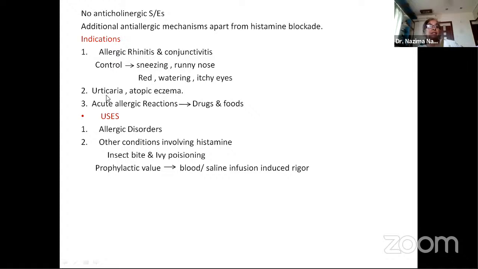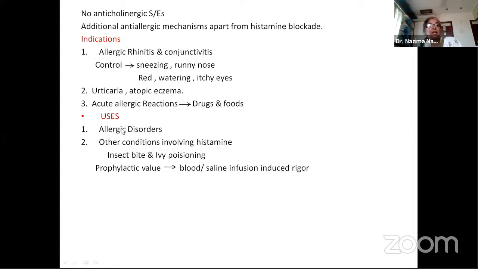Then these drugs are useful in urticaria, atopic eczema. They are also useful in acute allergic reactions to various drugs and foods. So these are the major principal indications of the second generation H1 antihistaminics. Now coming to the overall uses of the antihistaminic drugs. Now these uses are generally asked in the exams. What are the uses of the H1 antihistaminics when a full question is asked?